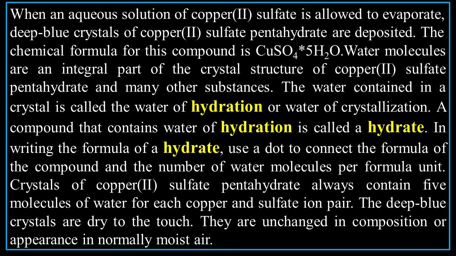When an aqueous solution of copper 2 sulfate is allowed to evaporate, deep blue crystals of copper 2 sulfate pentahydrate are deposited. The chemical formula for this compound is CuSO4·5H2O. Water molecules are an integral part of the crystal structure of copper 2 sulfate pentahydrate and many other substances. The water contained in a crystal is called the water of hydration or water of crystallization. A compound that contains water of hydration is called a hydrate.